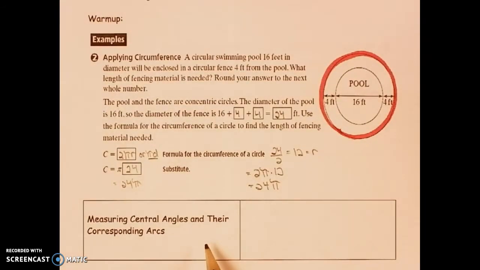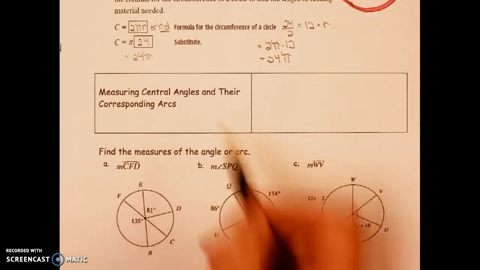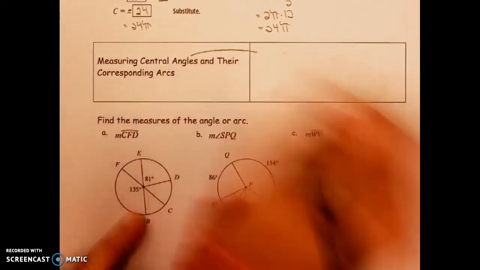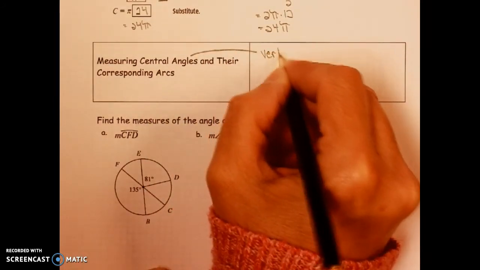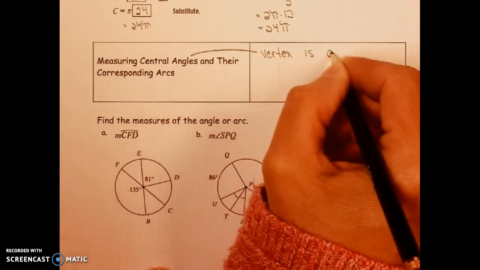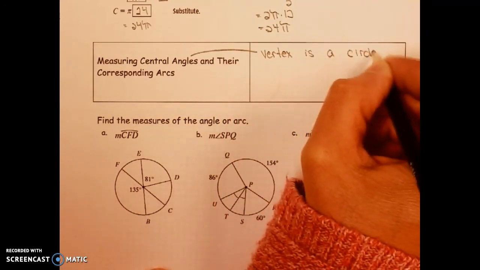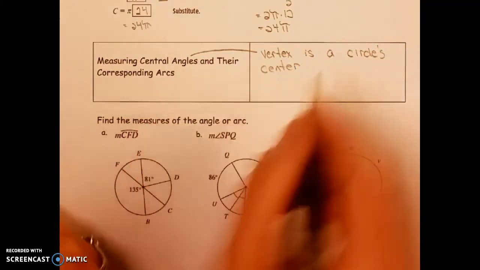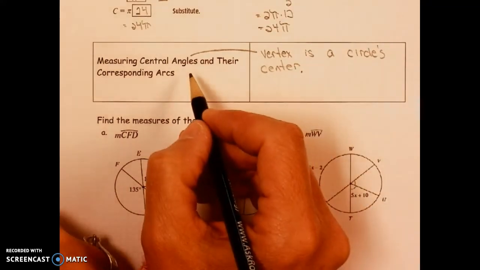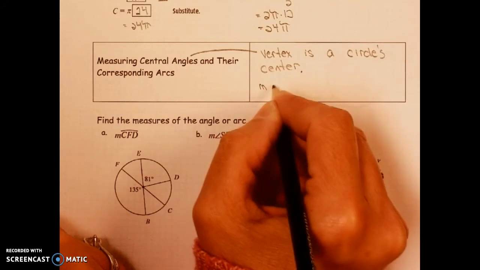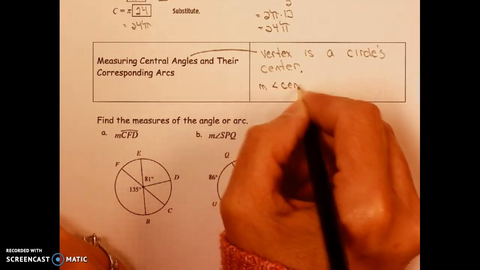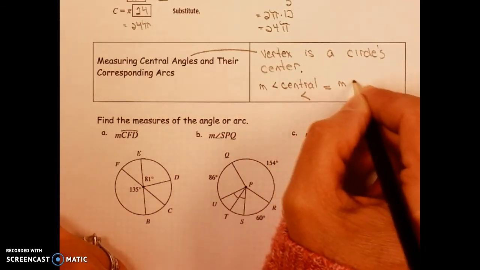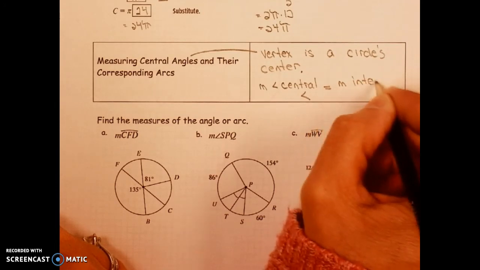So this first topic, I'm just kind of reiterating what you saw yesterday, and that was the measure of a central angle and its corresponding arc. First of all, the central angle, we want to make a note, is when your vertex is at the circle's center. And its corresponding arc is going to actually equal the central angle. So we're going to put the measure of the central angle is equal to the measure of the corresponding, what they call, intercepted arc.